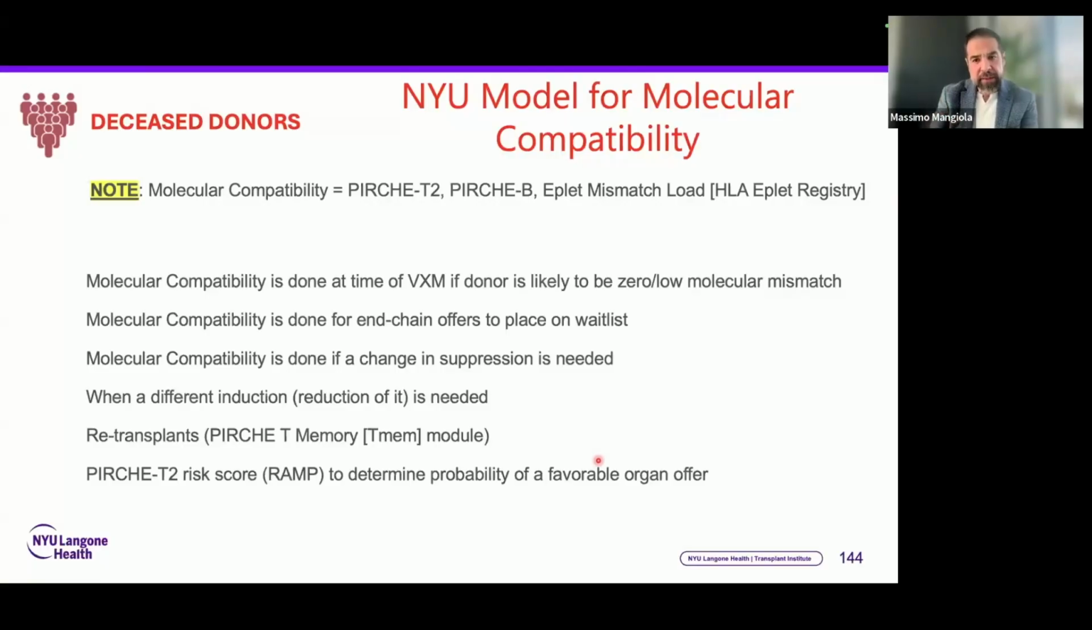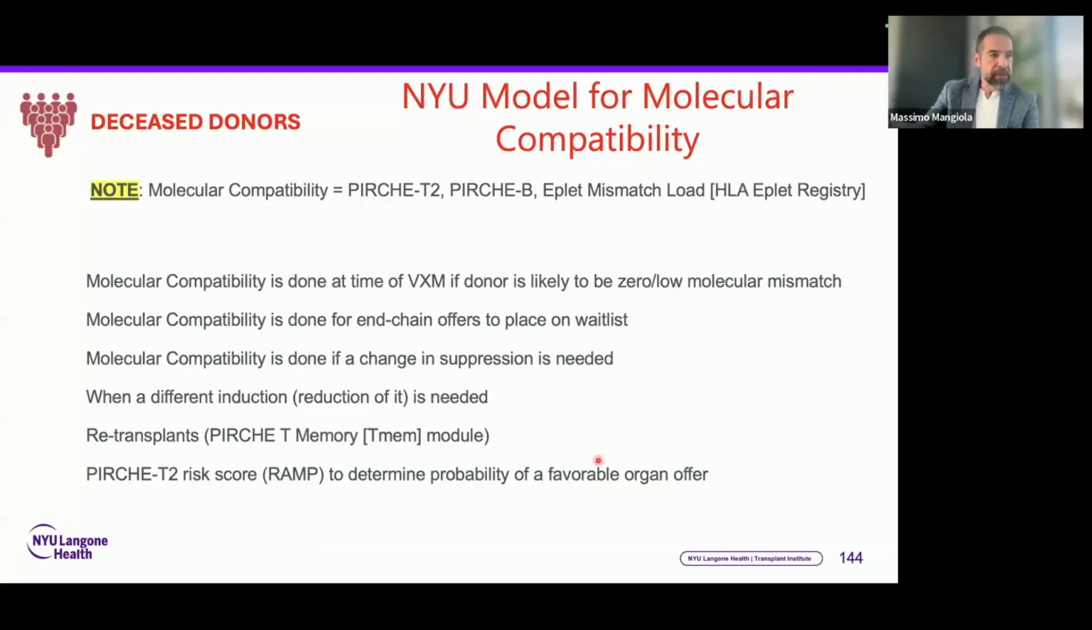If it's likely to be zero and low, Doreen and I have done enough molecular compatibility that we can see it. There is going to be a difference, despite the fact that the numbers are different. We feel it's important to let the medical team know, in case they stumble upon a very, very good molecular mismatch, and that could be the reason why they want to take an organ or not.